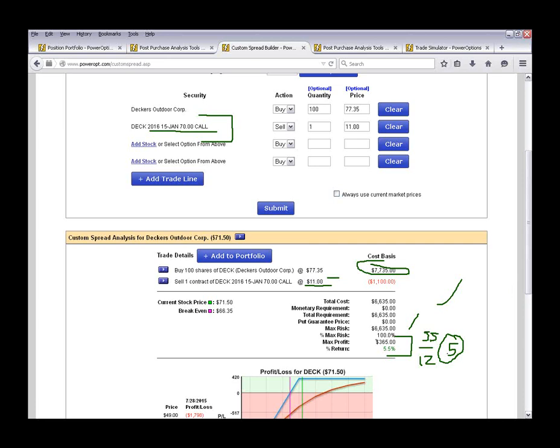So that's one of the problems I have with the gurus who charge money to tell you that, hey, if it goes against you, just roll down in strike and out in time 12 months, 15 months for a credit, and you'll be fine. It's hard to swallow for me.